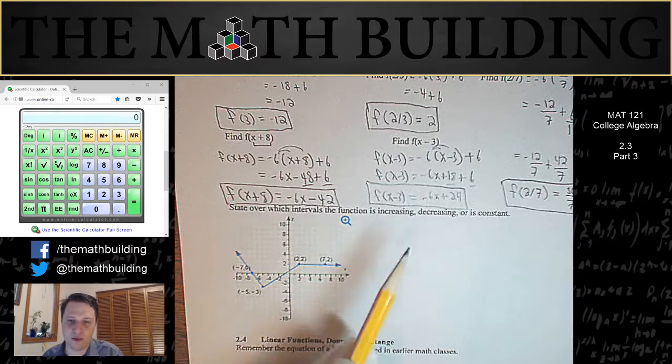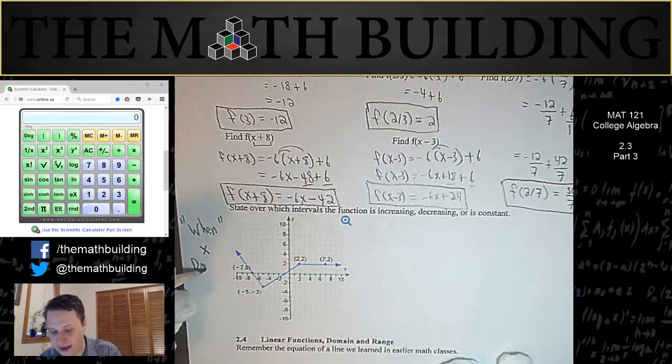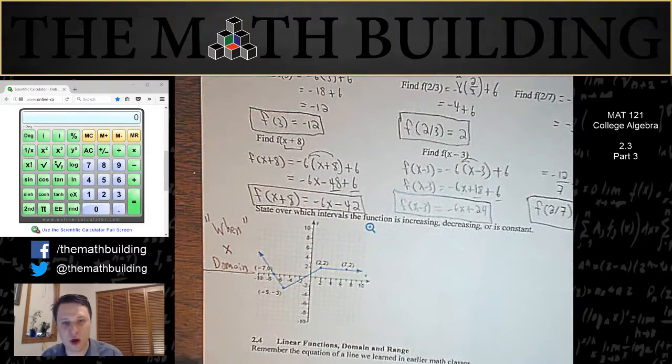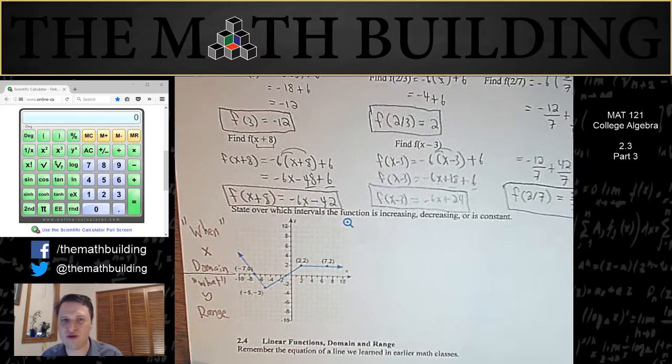Well, it doesn't say it in here, but when we're talking about when something happens, when is the function increasing, or when is the function decreasing, when is x. It's the domain, okay? So when we're talking about when something happens in a function, we're talking about the x values that it happens, the domain. The y values, on the other hand, the range, that's the what. That's the what is happening. And that's going to be more useful when we're talking about applications.